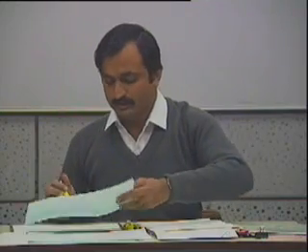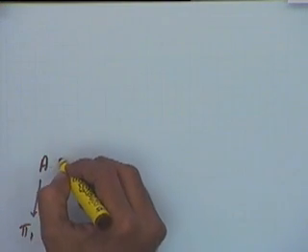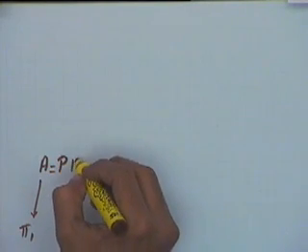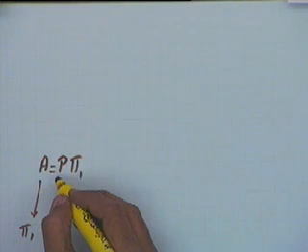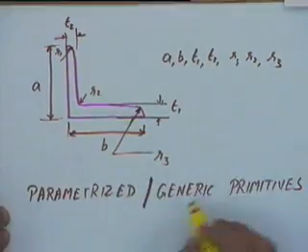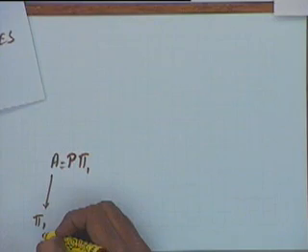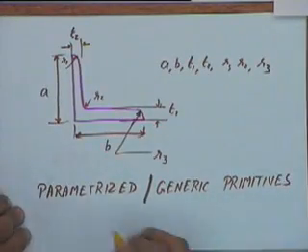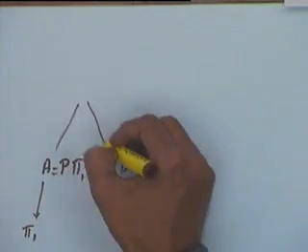So in a particular situation, I might have a solid A, which is actually, let's say I have some primitive pi1, which I am instantiating through a set of parameters P. A is equal to P of pi1, let's say. Pi1 with a set of values attached to it, which are P. And this A is referred to as an instance of pi1. This is a generic primitive. When I give some set of values to it, this is referred to as an instance of this generic primitive. And let's say I can have a number of such parameterized primitives, and then I can perform Boolean operations on them.